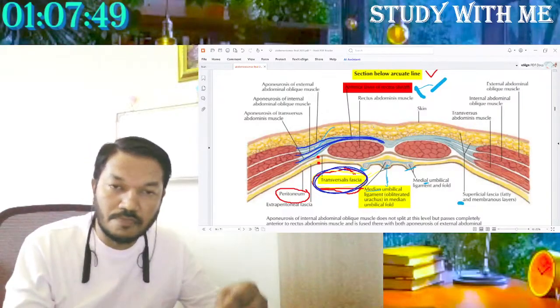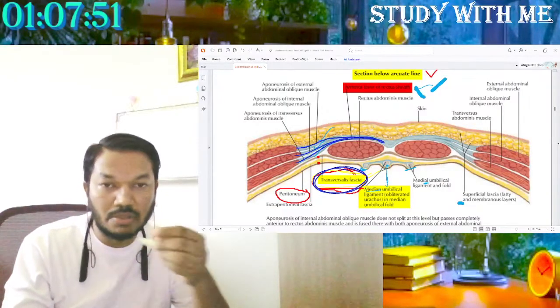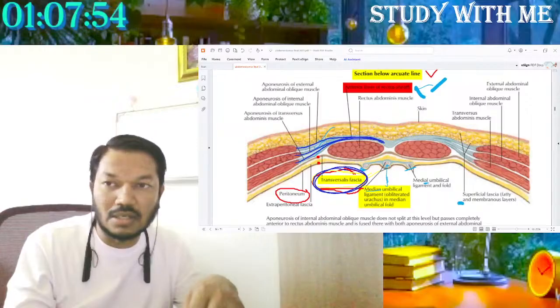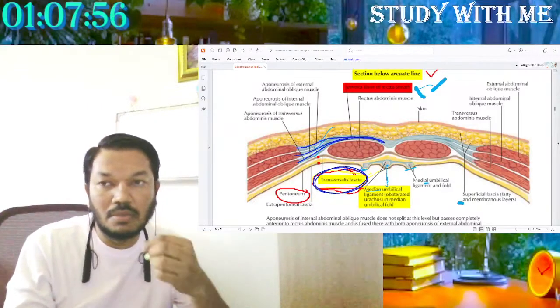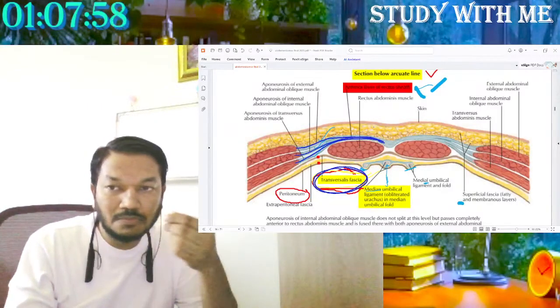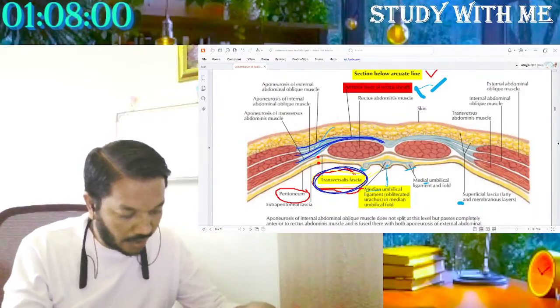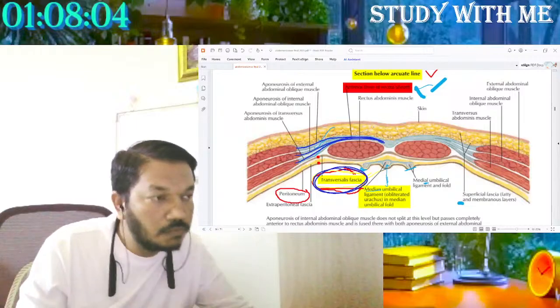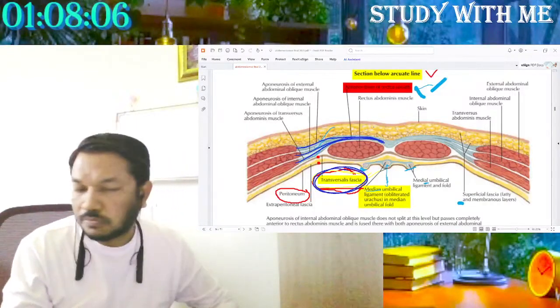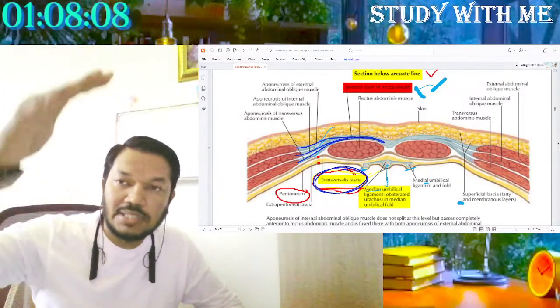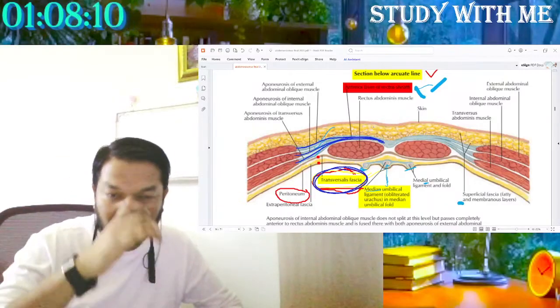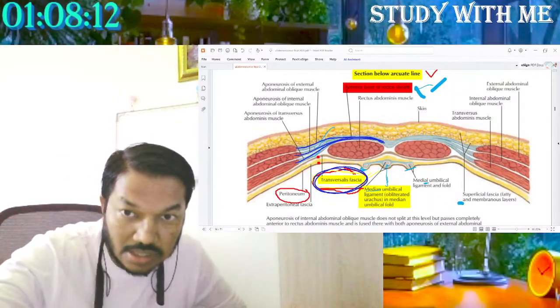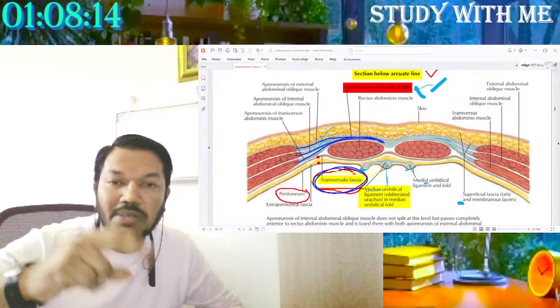Yeah, it starts from below the arcuate line because it is connected with the urinary bladder. The urinary bladder will be in the pelvis. No, it is just in the inner layer, just behind. It remains in the pre-peritoneal fat.